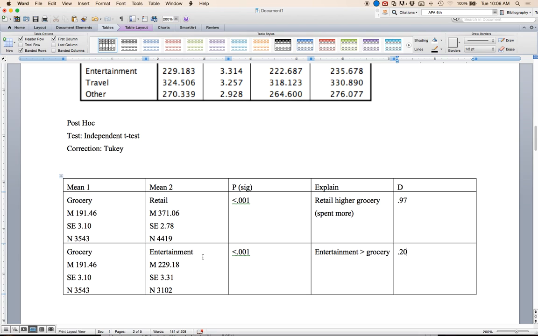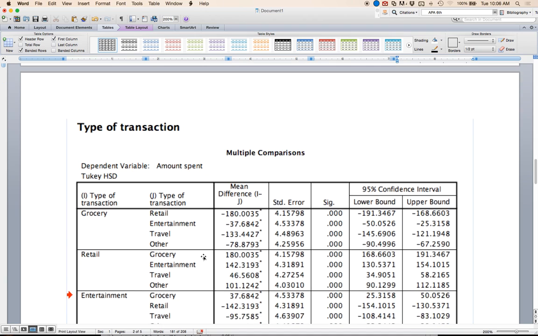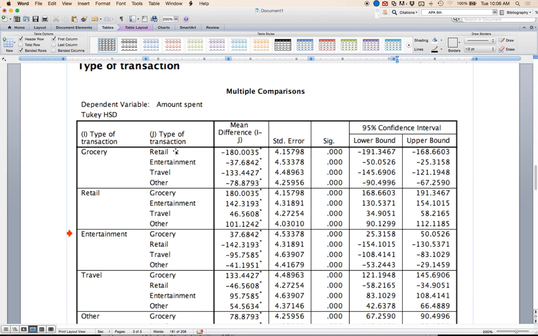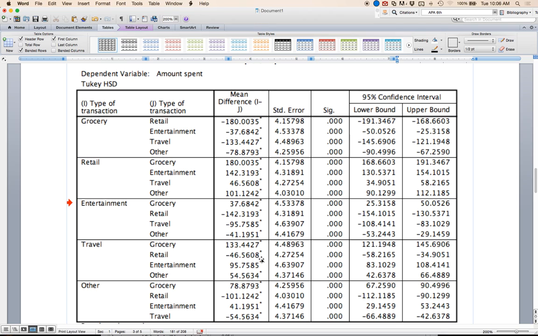And for this main effect, I would just keep trucking. Okay? Because there are 5 levels, there are going to be 10 tests. So I've got grocery versus retail, entertainment, travel, and other. So that's 4. Retail versus entertainment, travel, and other, plus 3, so that's 7. Entertainment versus travel and other, plus 2, that's 9. Travel versus other, that's 10. So we have 5 levels. There are 10 pairwise comparisons. Okay. So that is 10 post hocs that I would have to talk about.